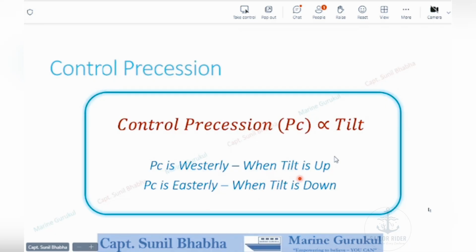So remember, when the tilt is up, the control precession is westerly, and when the tilt is down, the control precession is easterly. This is a very, very important relationship for understanding the gyro fundamental. So when we proceed ahead and we try to understand the motion of the gyro, we will be using these expressions. So keep it in your mind.